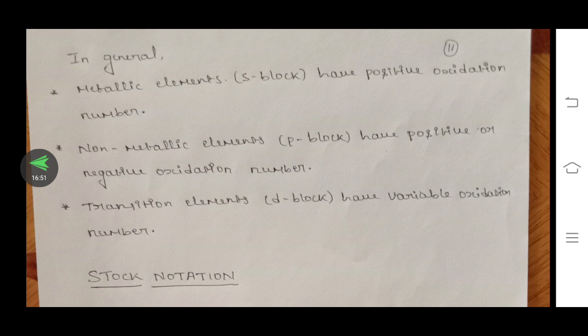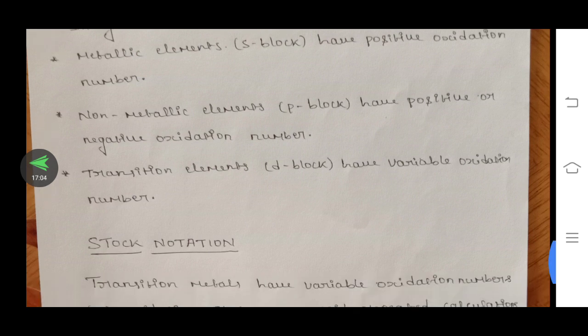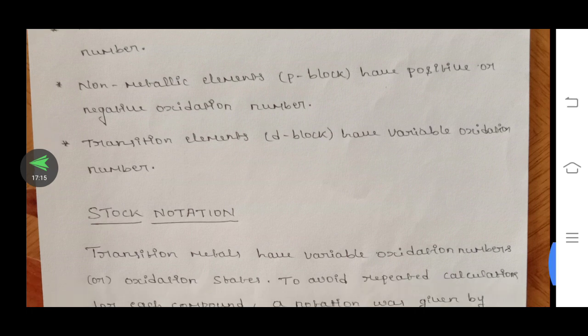Next one, non-metallic elements, that is the P block elements, have positive or negative oxidation numbers. Examples: chlorine, bromine and iodine. So chlorine has minus 1 oxidation state, and plus 3, plus 1, plus 5, plus 7 are also oxidation states for Cl. Next one, transition elements, that is D block, have variable oxidation numbers.